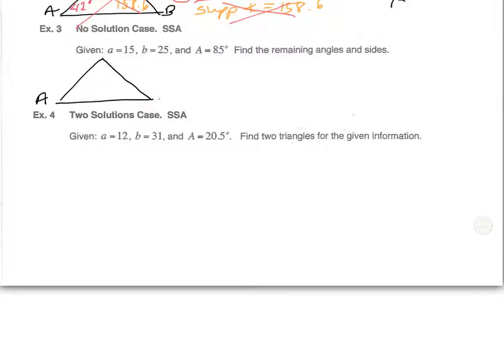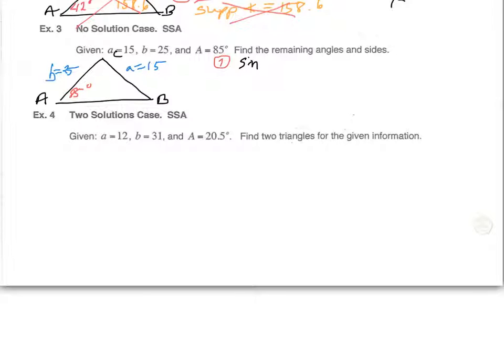So angle A is 85 degrees. And then side A is 15. And I always like to put the side that they gave me that doesn't have the angle adjacent to the angle they gave me. So side B is going to be here. And so that means that this is angle B and this is going to be angle C. So we're going to do the same thing we did before. Step 1, we're going to use the law of sines. It's always your first step.